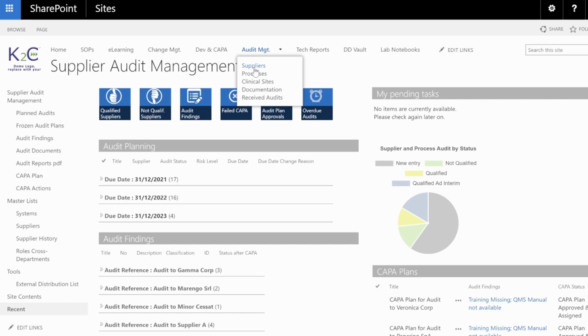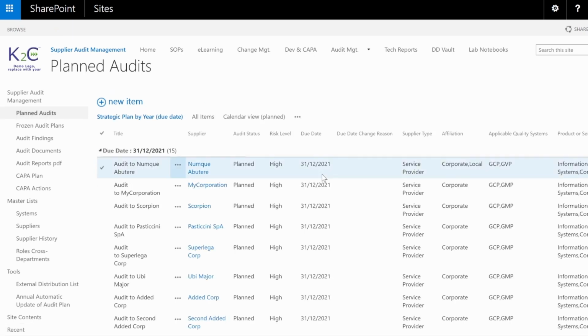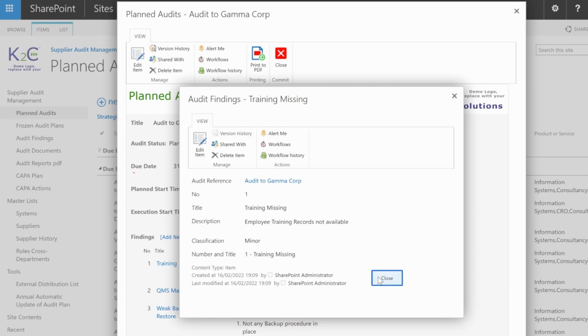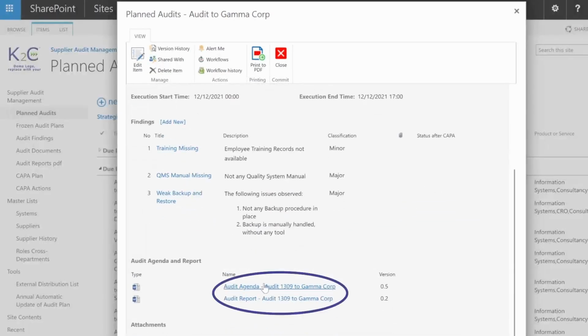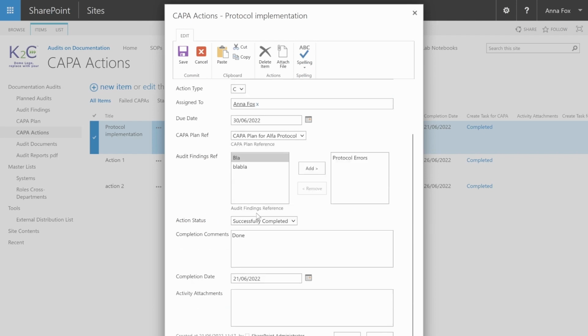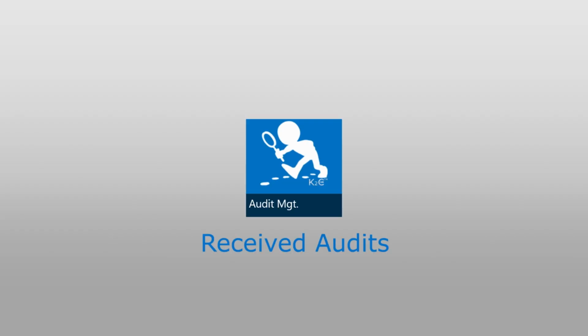All these types of audits can be managed with the K2C solution in their full life cycle, including a risk-based approach, the annual or periodical audit plan, the identification of findings or observations, the write-up of audit reports, the definition of corrective and preventive actions, the implementation and verification of corrective actions, the final status of the audited party or process.